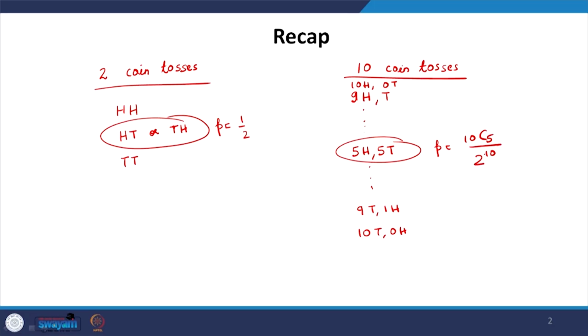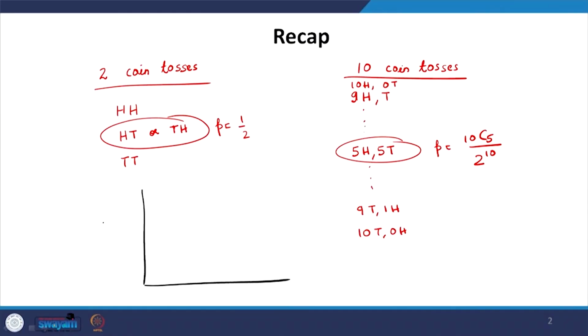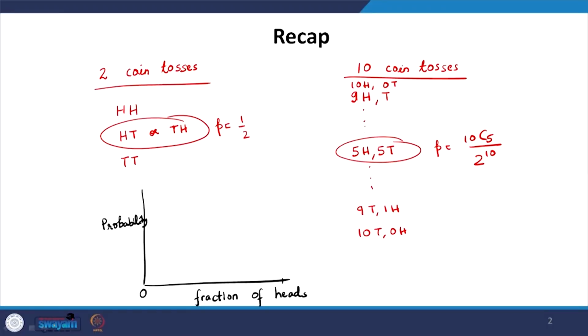However, if I now rephrase the problem slightly and ask how the probability is changing as a function of the fraction of heads that we are getting in the problem. So, let us say for example, if I plot the probability versus the fraction of heads. And clearly the fraction of heads should be between 0 to 1, either you have no heads or you can have all heads, or you can have any number of heads in between, which will correspond to a fraction between 0 to 1.